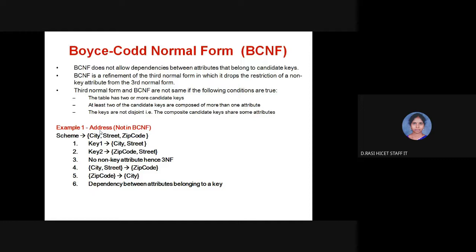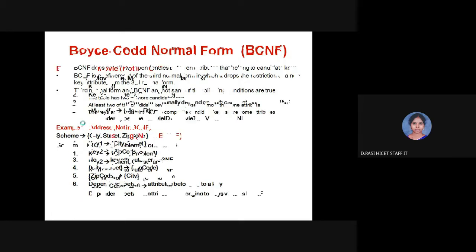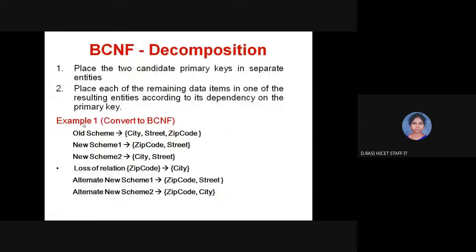So what is the difference between third normal form and Boyce-Codd normal form? The table has two or more candidate keys, and at least two of the candidate keys are composed of more than one attribute, and the keys are not disjoint. That is the Boyce-Codd normal form. So place the two candidate keys in a separate entity, and place each of the remaining data items in one of the resulting entities according to its dependency on the primary key. Okay, now converting this into Boyce-Codd normal form.